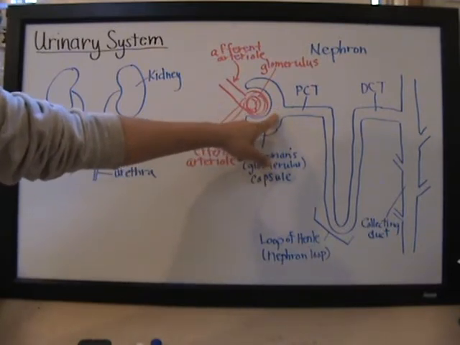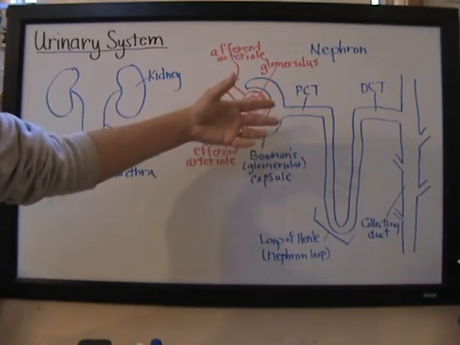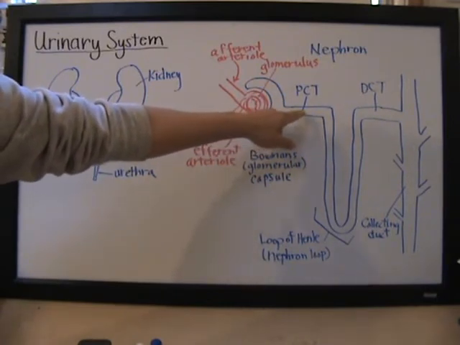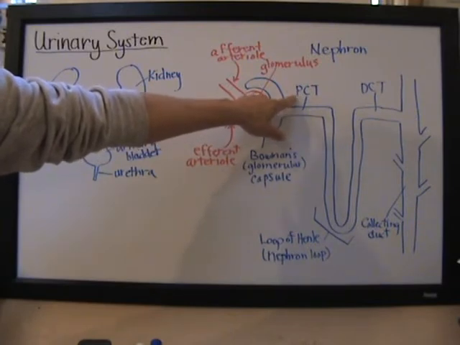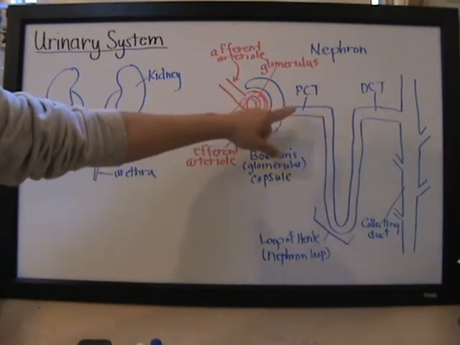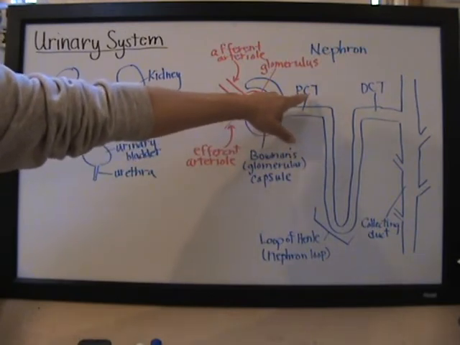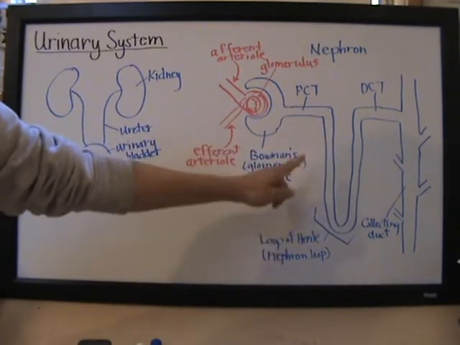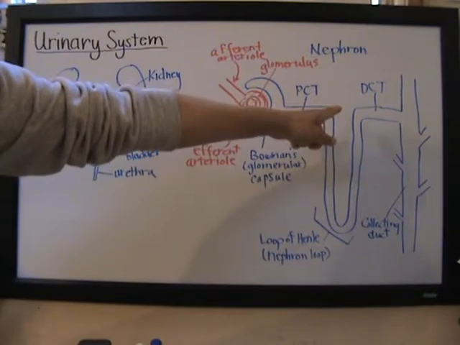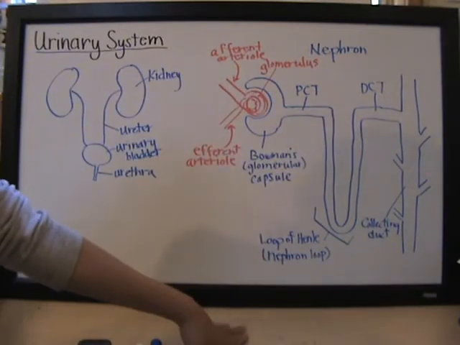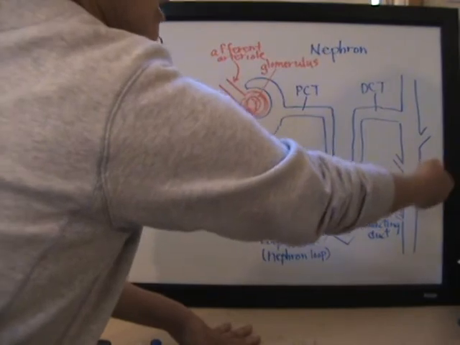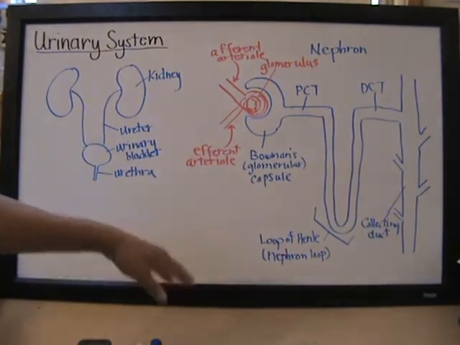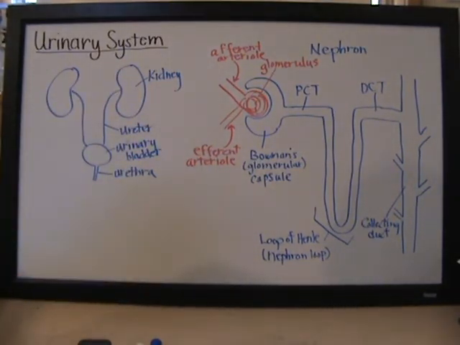Okay, from the Bowman's capsule, what is filtered is now called filtrate. It passes through first the proximal convoluted tubule. So it's going to pass through a bunch of tubes. The proximal convoluted tubule, PCT, then down into what's called the loop of Henle, or the nephron loop, and then into the distal convoluted tubule, and then finally out the collecting duct, which collects urine from many different nephrons, and then will eventually take it out of the body, out the ureters.